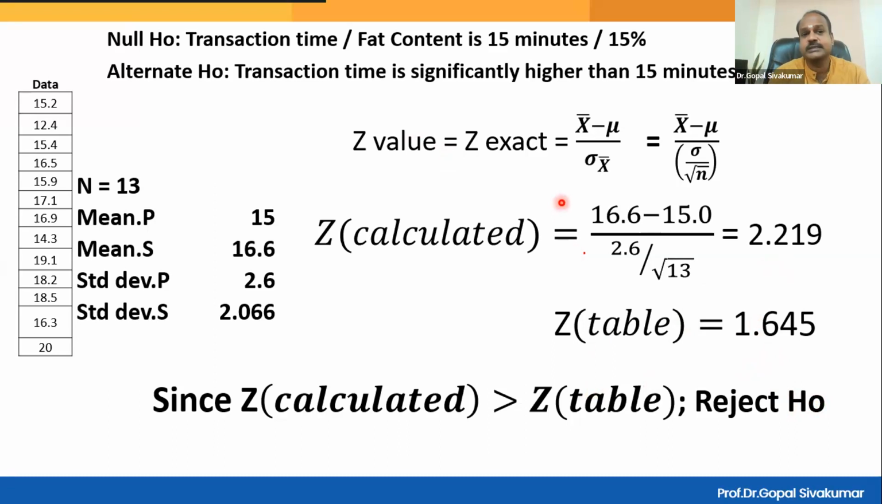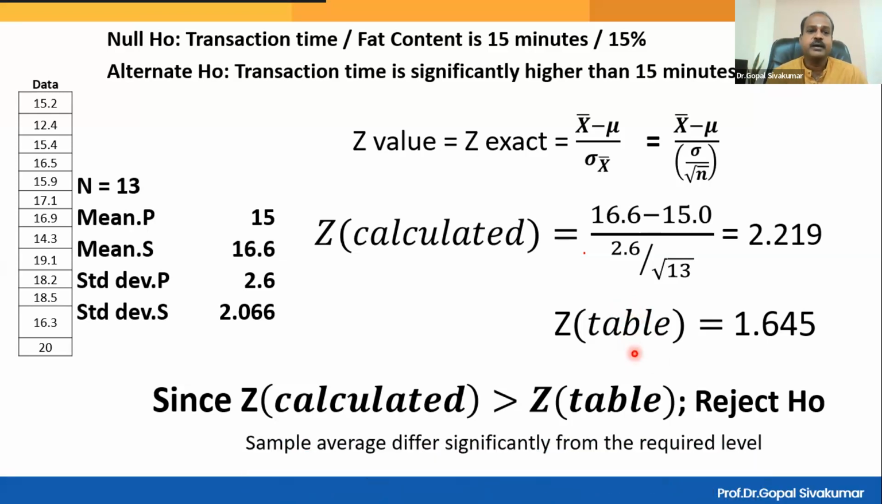Please note, this is the method followed 10-15 years ago. Nowadays, nobody is using this method because computers have come. Software has been developed. These software packages will do all the calculation and simply convert these values into a p-value. Software will convert all the data into a p-value.